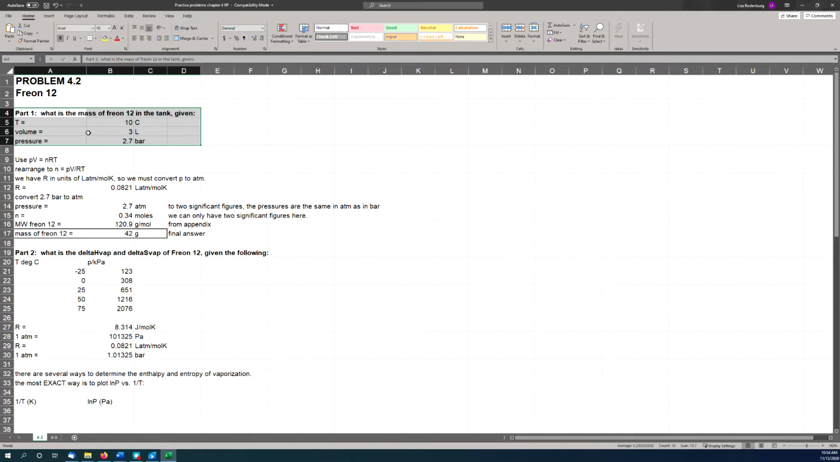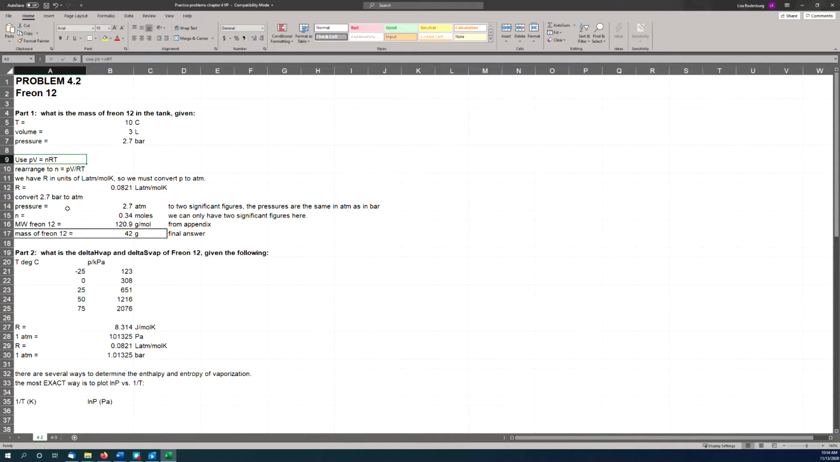The temperature at the dump site is 10 degrees C, because it's outside, it's cold. The volume of this pressure cylinder is 3 liters. That's why I call it a lecture bottle, because it's small, and so you use it when you're lecturing, not like those giant gas tanks you see in the hallway. And the pressure reading, because in this fantasy world the regulator on the tank is still working just fine, is 2.7 bar. And so the question is, how much mass of Freon 12 is in this tank?